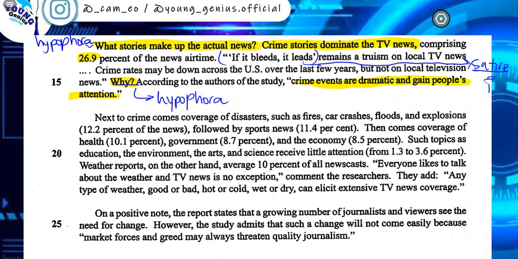They add, any type of weather, good or bad, hot or cold, wet or dry, can elicit extensive TV news coverage. Here, I see them listing disasters such as fires, car crashes, floods and explosions, sports news. Then they spoke about health, government, the economy. Then they stated that education, the environment, arts, and science receive little attention. This, I can safely say, is use of examples, and these are examples of what actually comes on the news, no matter how small. They're showing the proportions of what is shown on the news, but it's still giving us examples of what is on the news, right? So that could be another strategy.